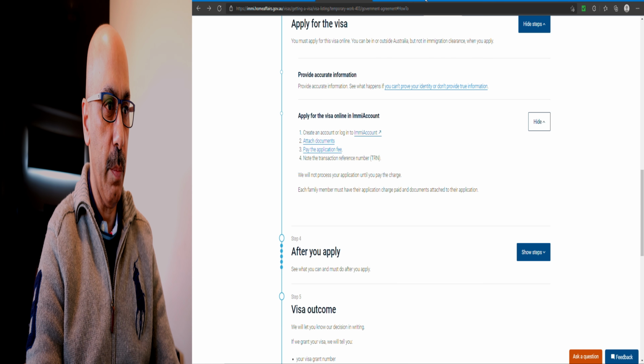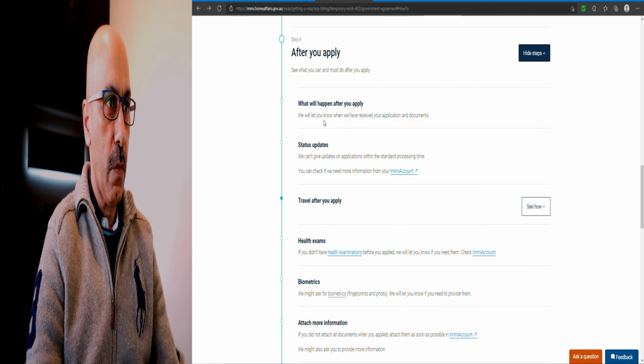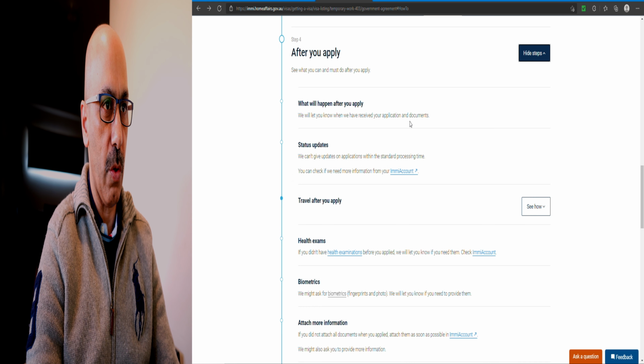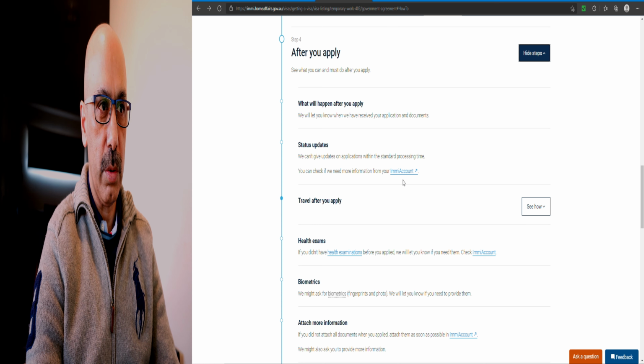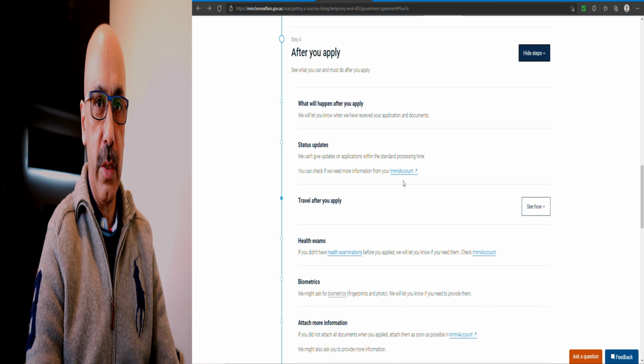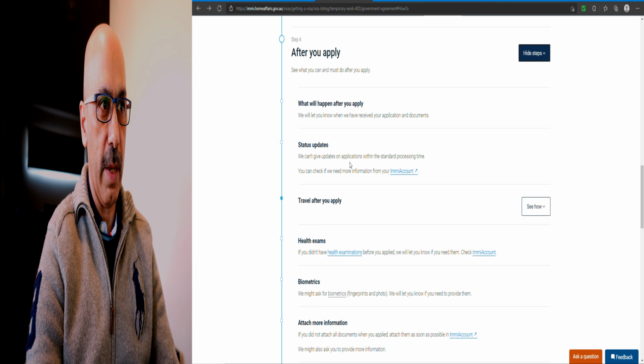Now go back to the same page. After you apply, what will happen? We will let you know when we have received your application and documents. Status update. We can't give updates on applications within the standard processing time. You can check if we need more information from your IMI account. So if you go on to your IMI account, you will be able to see the updates on your application process. But as they said, they cannot give updates on applications within the standard processing time.